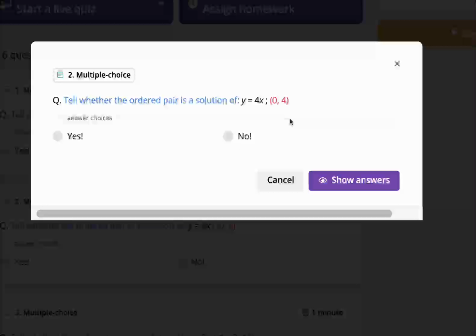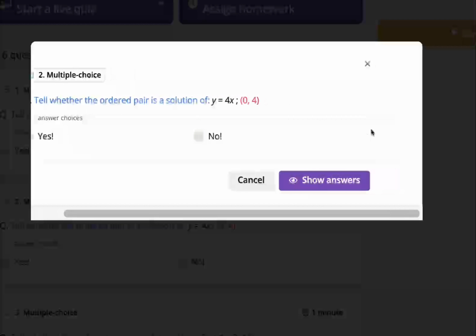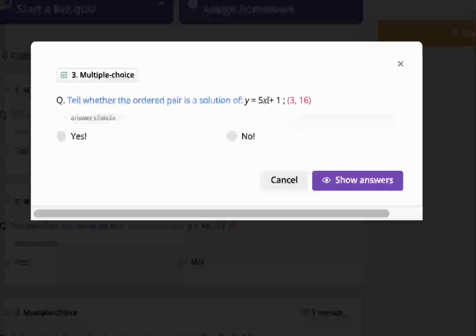In the next question, we do the same. X is 0. So 4 multiplied by 0 equals 0. The value for y is 4. 4 equals 0? No, of course. 4 is not equal to 0. So this is not a solution. In the next one, x is 3. Now 5 times 3 equals 15. Plus 1 is 16. And y equals 16. 16 equals 16? Of course, yes, that's right. So this one is a correct solution.